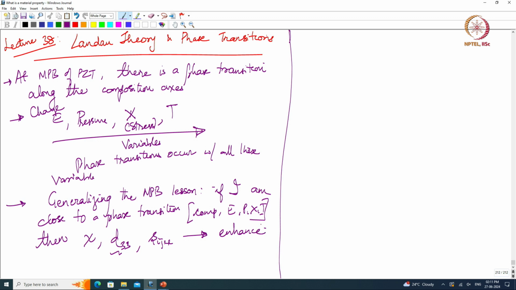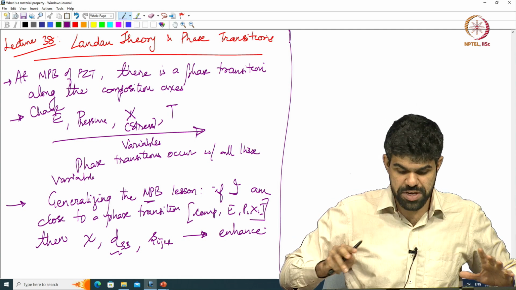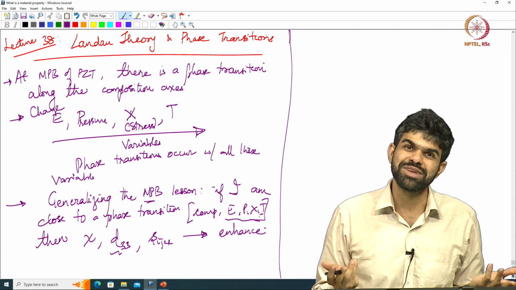I am just going to make this statement now. I have seen one data point to make this statement, that is, I have an MPB, and I will generalize whatever I studied from MPB to any form of phase transition. This phase transition can happen when I change temperature, when I change electric field, whatever, right. So, it does not need to be just composition. When I change any of these variables, a phase transition can happen, right.